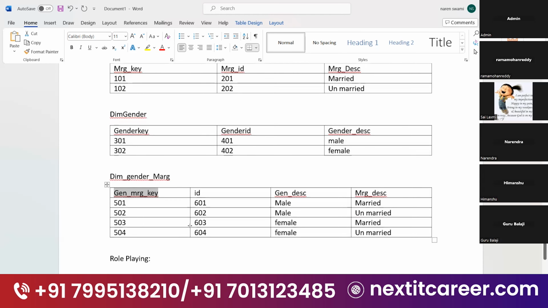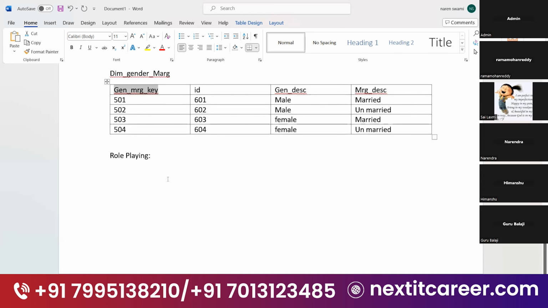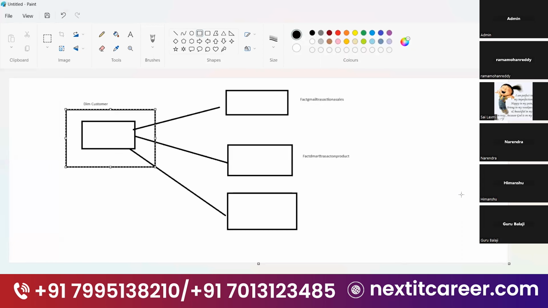Any other doubts? Anyone? Fine. So role playing dimension. Role playing dimension is where we have a dimension table with one dimension key, and that key has relations with multiple keys in a single fact table. That means one dimension key is playing different roles in a fact table. That is called a role playing dimension. Suppose I will take an example.